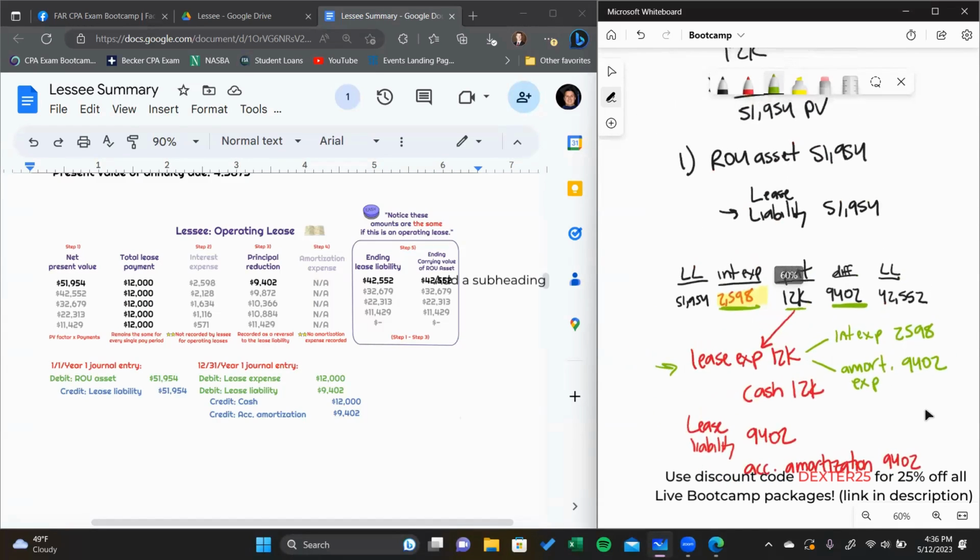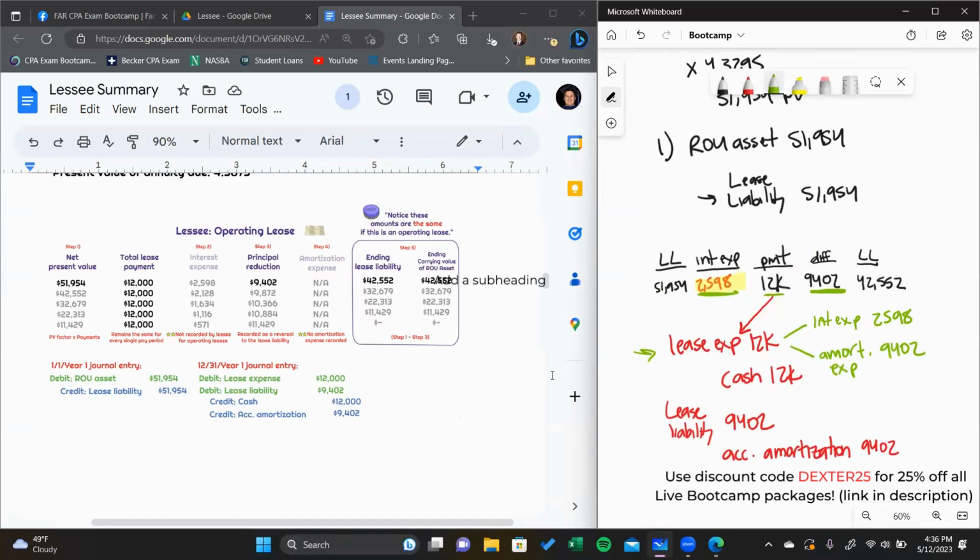Any questions about operating leases? Essentially, you would just make these same journal entries for all of the years. So you really only need to know the initial journal entry where we record the asset and the liability. And then you just need to know this journal entry right here, right? These two journal entries we make, that's how we record the lease payments. Any questions about operating leases? Does that make sense to everyone?